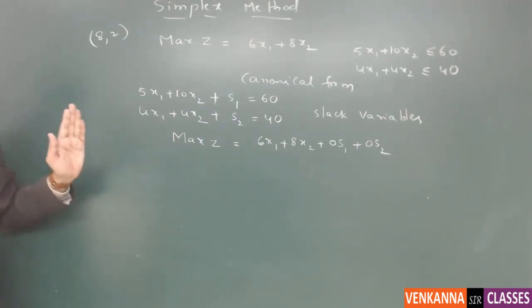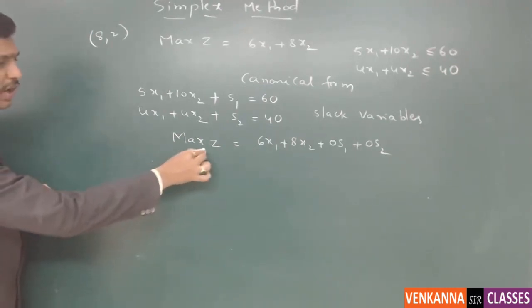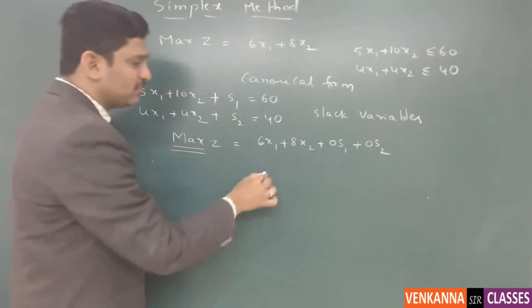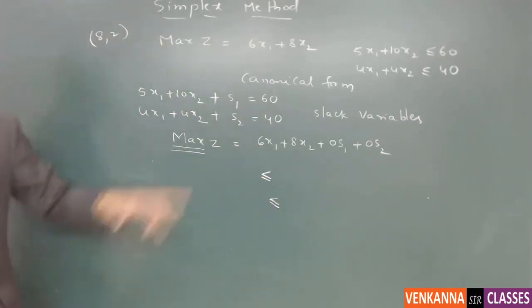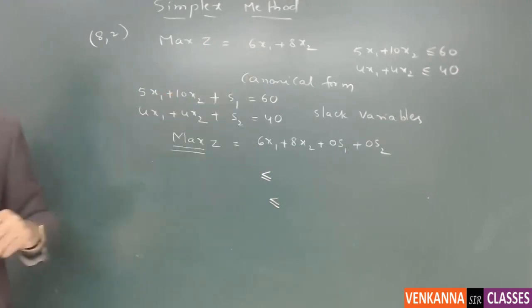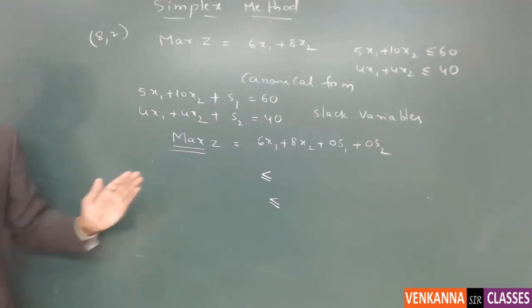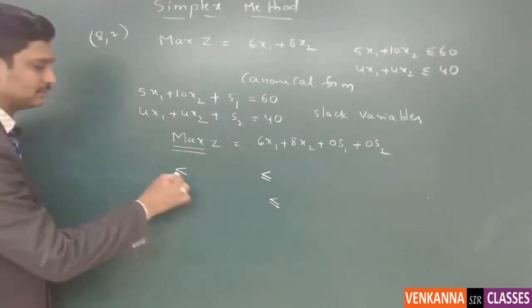And one fundamental thing we need to observe here is that whenever the objective function is of maximization type, all the constraints must be in the form of less than or equal to. So every constraint must be of the form less than or equal to. Occasionally, we have the possibility of constraints having mixed inequalities as well as equalities.